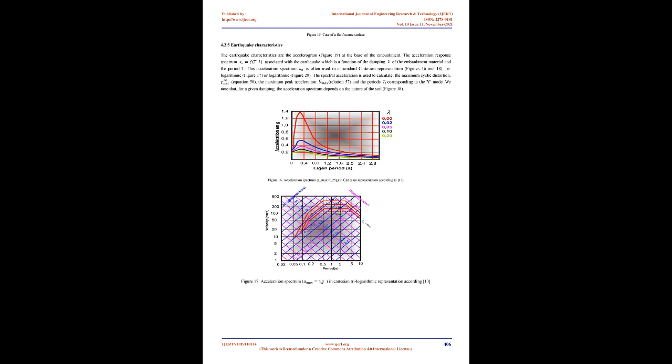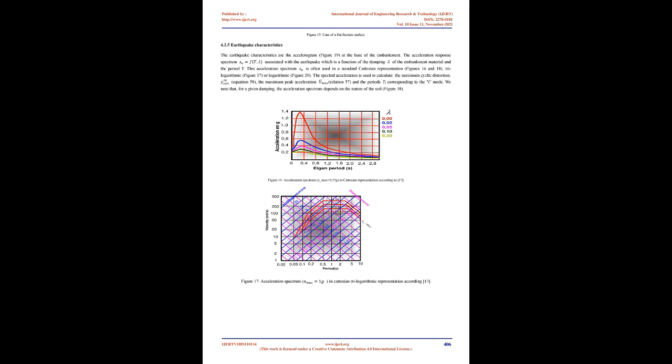4.2.5 Earthquake characteristics. The earthquake characteristics are the accelerogram, figure 19, at the base of the embankment. The acceleration response spectrum associated with the earthquake is a function of the damping of the embankment material and the period T. This acceleration spectrum is often used in a standard Cartesian representation, figures 16 and 18, trilogarithmic, figure 17, or logarithmic, figure 20.